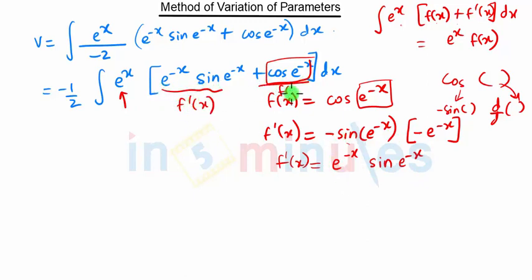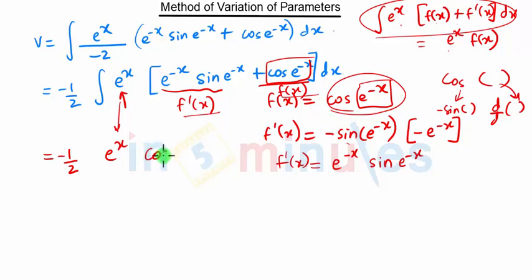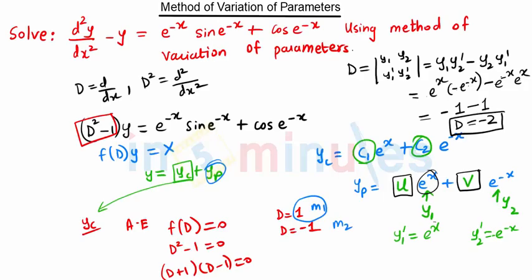So here we have e raised to x into f of x plus f dash of x. So this integration can be reduced to e raised to x into f of x. So we get minus half, e raised to x will remain as it is, into f of x. F of x in our case is cos e raised to minus x. So this is v. So after getting the values of u and v, what are we going to do?